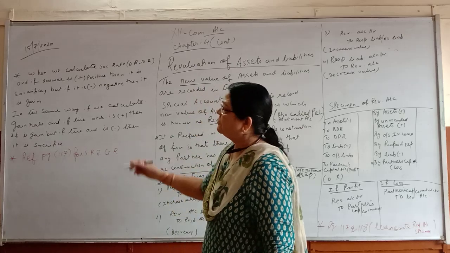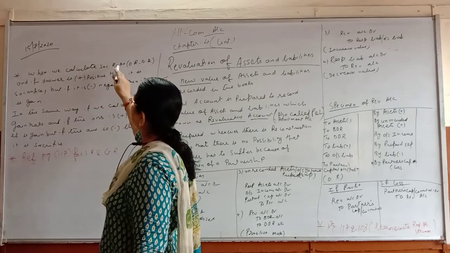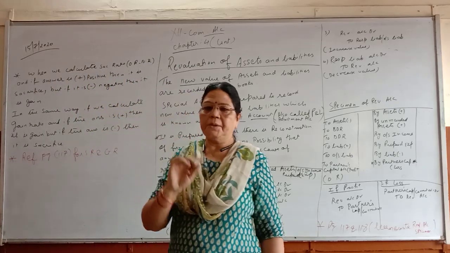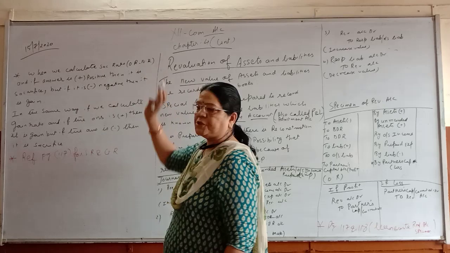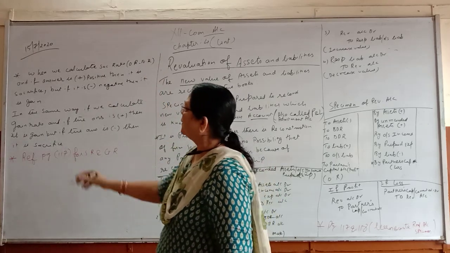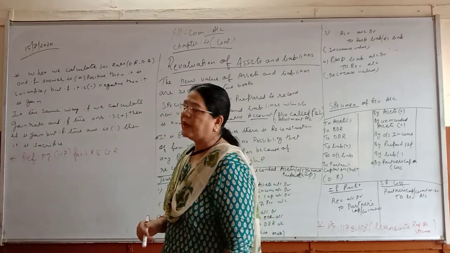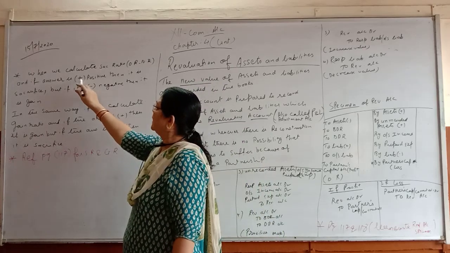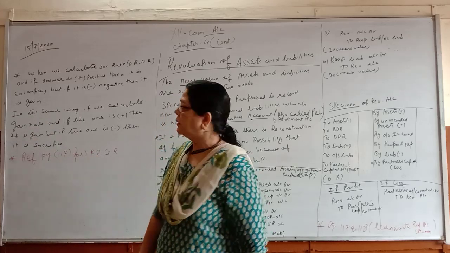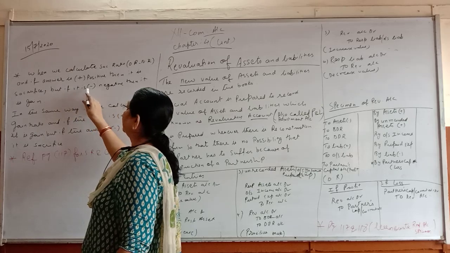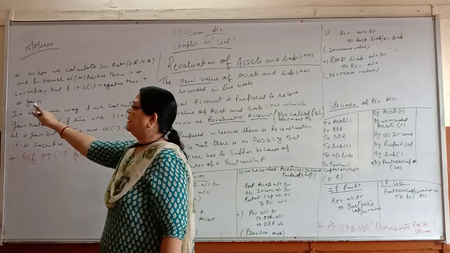His share will be more than what he was getting before the change in P&L ratio. So, today I have just a small hint I have given here. When we calculate sacrifice ratio, that is old ratio minus new ratio, if the answer is positive, then it is sacrifice made by the partner. But if the answer is negative, then it is gain.